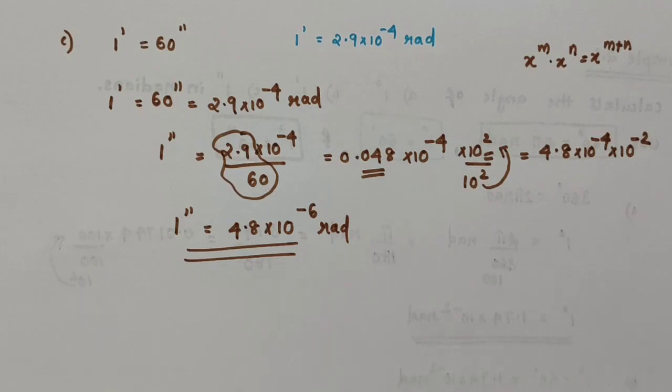So in this video, we have discussed example 2.1 and we have expressed 1 degree, 1 arc minute and 1 arc second in radian. I hope you understood this.